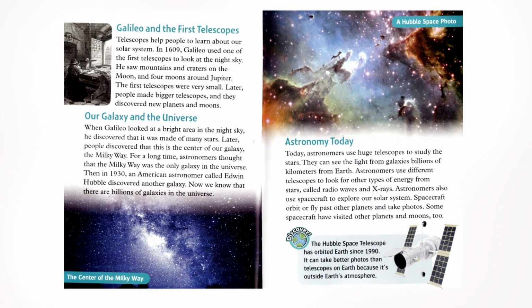Galileo and the first telescopes. Telescopes help people to learn about our solar system. In 1609, Galileo used one of the first telescopes to look at the night sky. He saw mountains and craters on the moon, and 4 moons around Jupiter. The first telescopes were very small. Later, people made bigger telescopes, and they discovered new planets and moons.